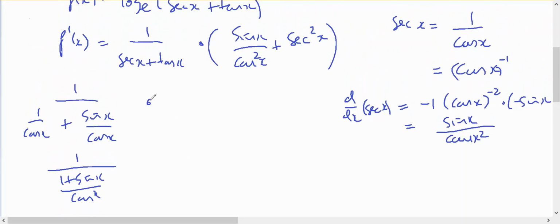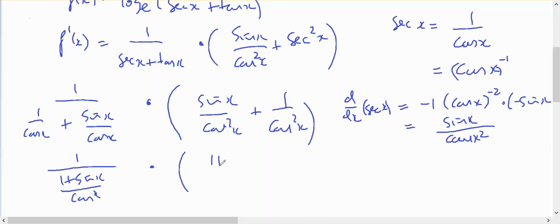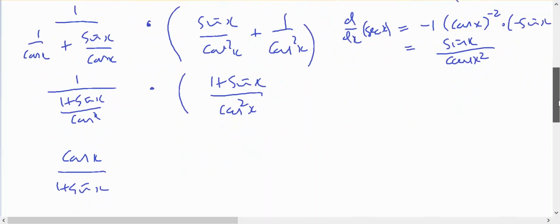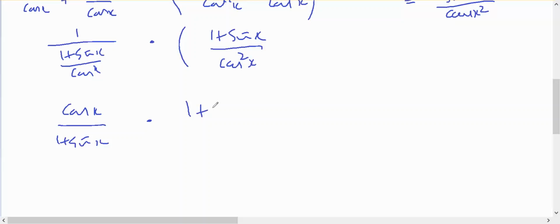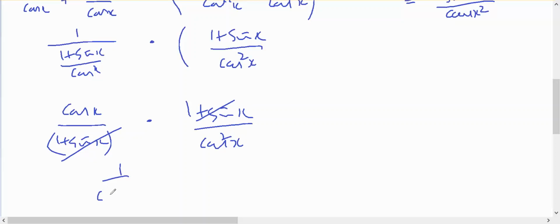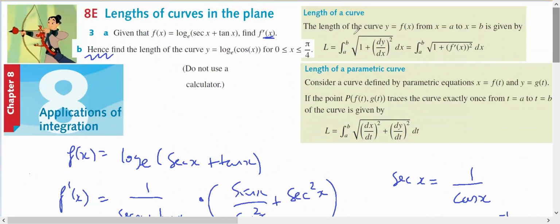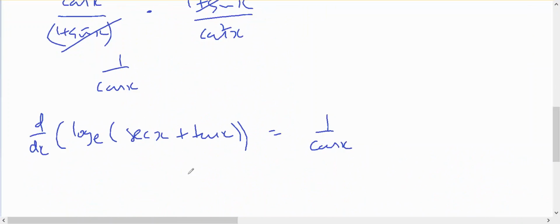And that's being multiplied by sine of x on cos squared of x plus 1 on cos squared of x, which is the same as 1 plus sine of x on top of the cos of x squared, and they cancel. And what do those cancel? To leave 1 on the cos of x. So the derivative of this will equal 1 on the cos of x.